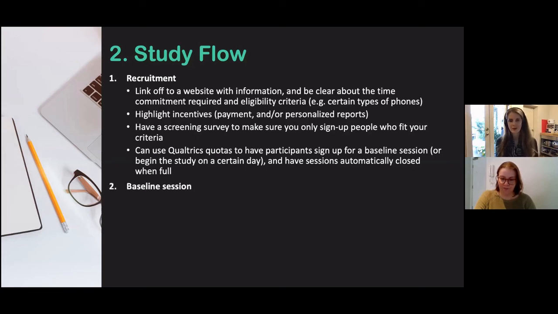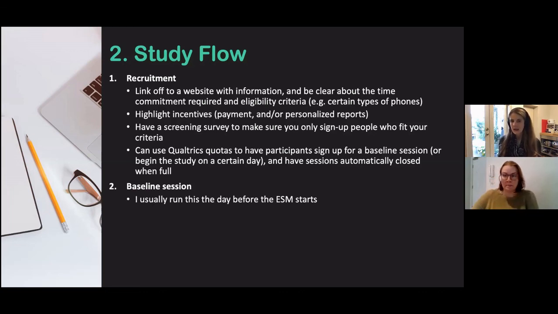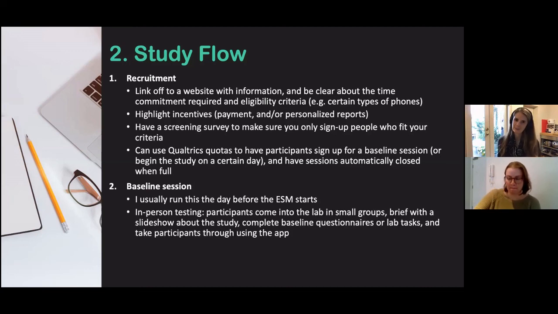So once you have recruited your participants, the next thing that we usually do is run a baseline session. We usually do this the day before the experience sampling period starts. So we've briefed them, they're all ready, they have the study in their mind, and the next day they begin. Usually we would do this in person because then we can gauge participants' commitment and we can form a relationship and answer their questions and these kinds of things. In Corona times, obviously that's less feasible, and with some sorts of populations it might be less feasible.